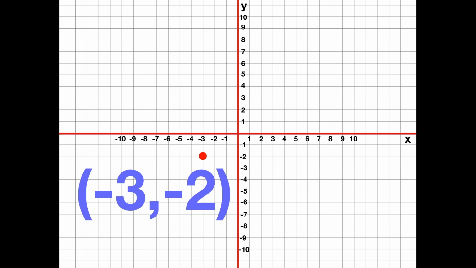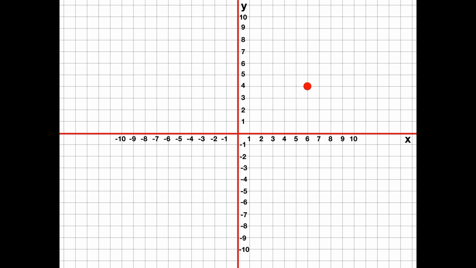Now I'm going to switch it up a little bit. I'm going to give you the point. You tell me the ordered pair to get there. So here's the point. How far over is it? And then how far up is it?